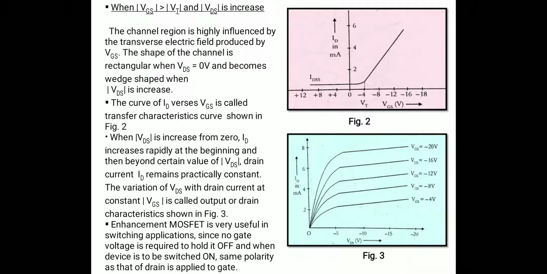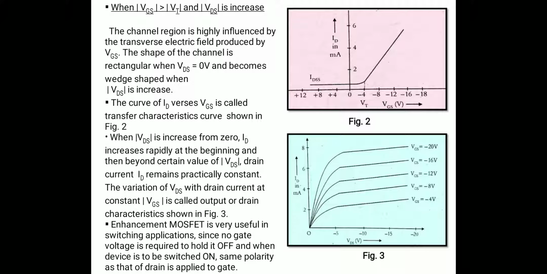Channel region is highly influenced by the transverse electric field produced across the SiO2 layer because of the voltage applied to the gate, that is, the negative voltage applied to the gate. The shape of the channel is generally rectangular when no drain voltage is applied, but when the drain is maintained at negative potential, the channel will become wedge shaped.